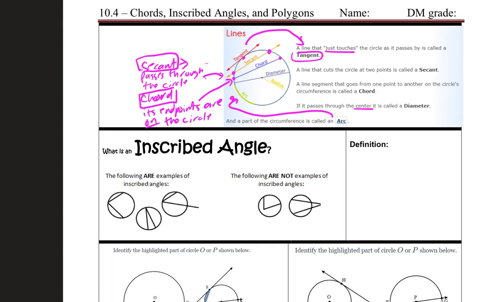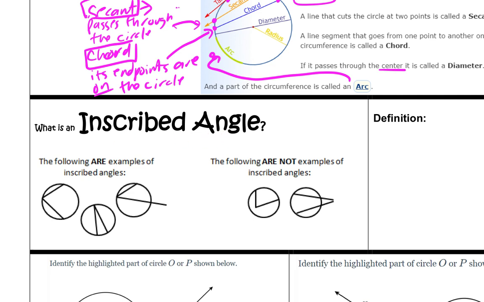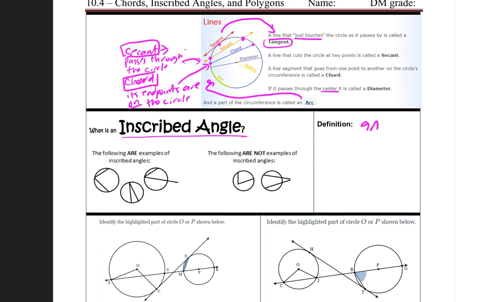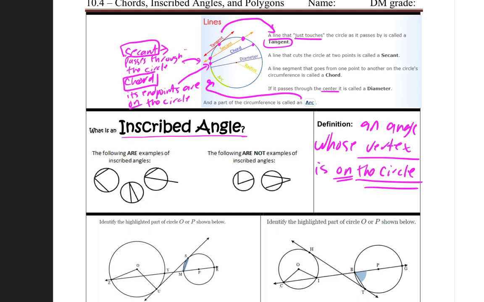All right, so let's get right into it. First off, what is an inscribed angle? That's a key word that we're going to talk about today, an inscribed angle. These are examples of inscribed angles. You see that these are not inscribed angles. So what would you say the definition is? An inscribed angle is an angle whose vertex is on the circle.